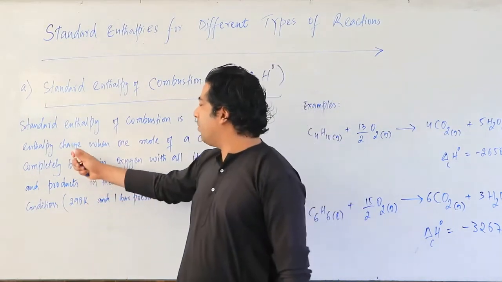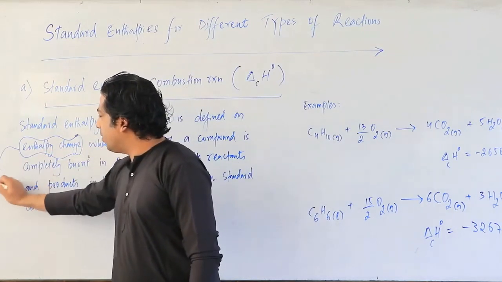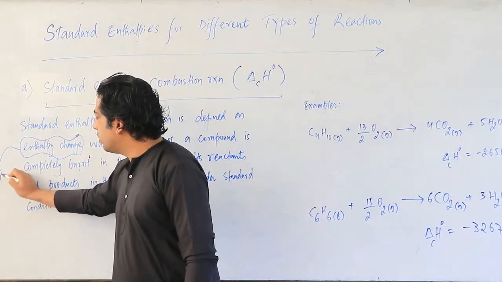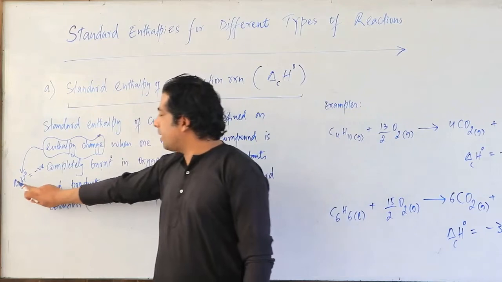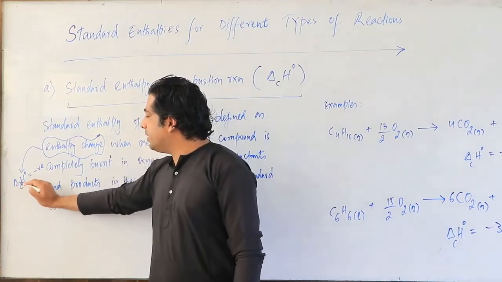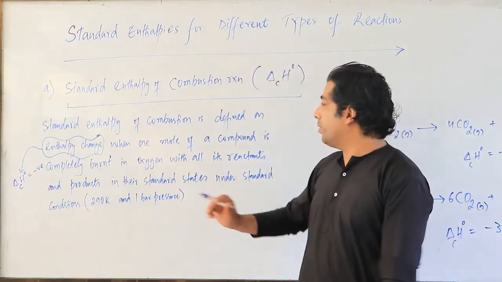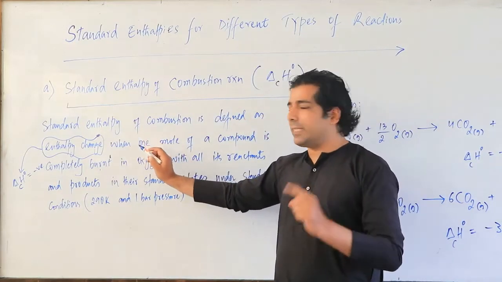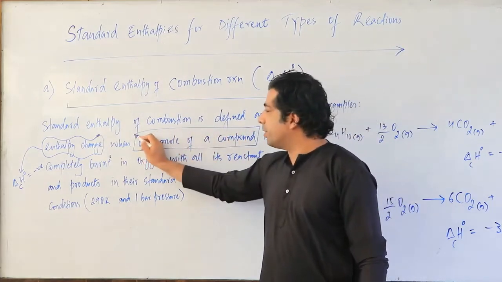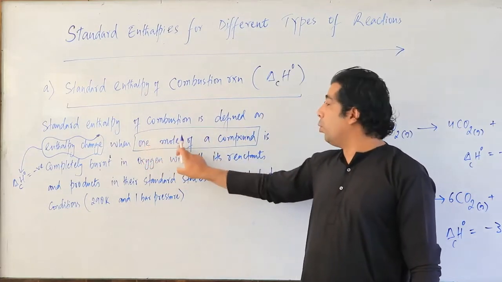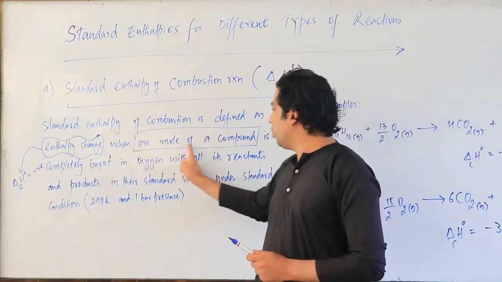And this enthalpy change has to be negative. This enthalpy change is delta H R naught. It has to be negative. And in place of this R, we are writing C. This C will tell us that it's a combustion reaction. Let's go further. What is the condition here that is important? How many moles of a compound are you burning? You are burning 1 mole of a compound.